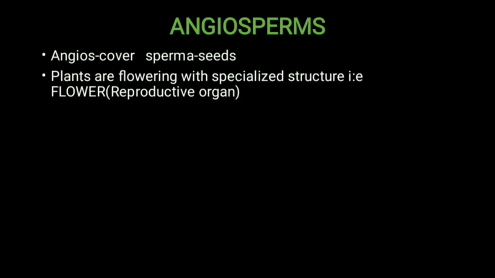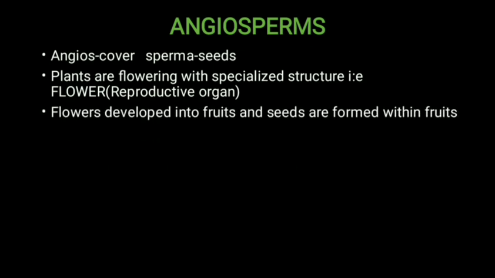Next we are going to learn about the angiosperm division. Here the term angiosperm is derived from two words, angios means cover and sperma means seeds. Next, these plants are flowering plants with a specialized structure, that is the flower, which is the reproductive organ of the plant. Flowers develop into fruits and seeds are formed within the fruits.